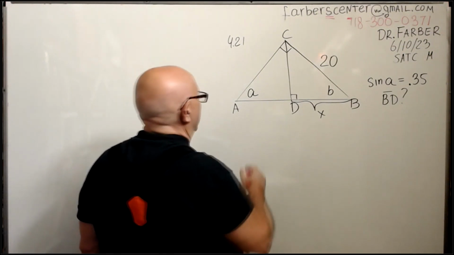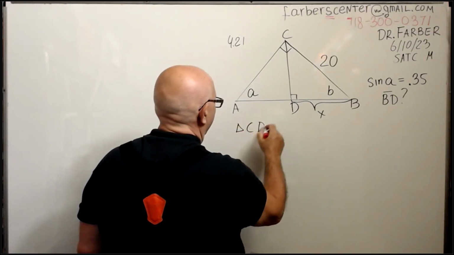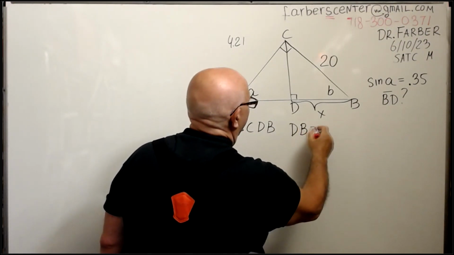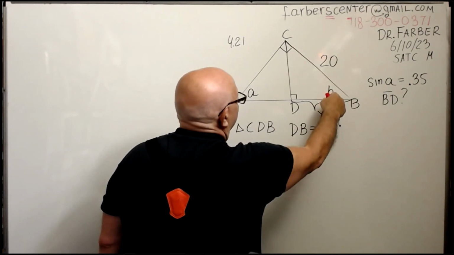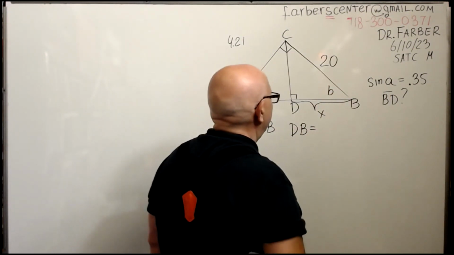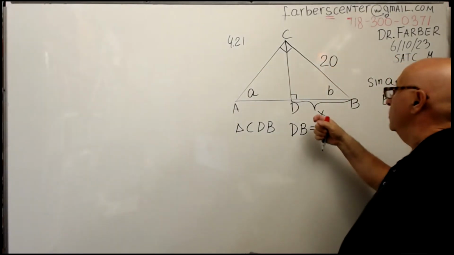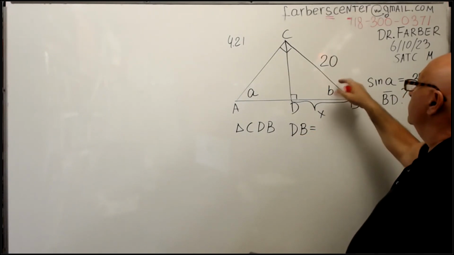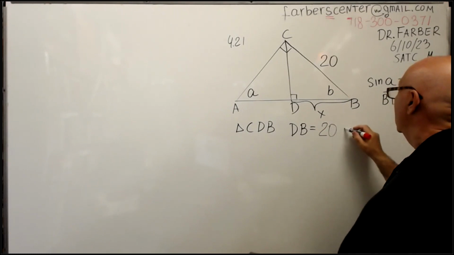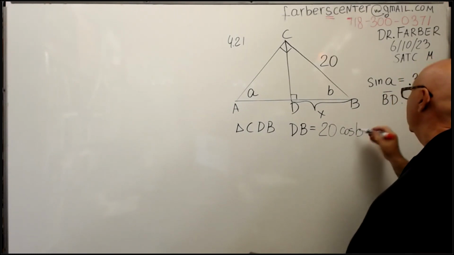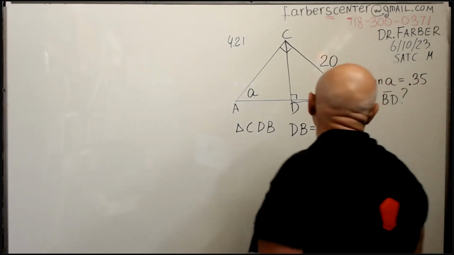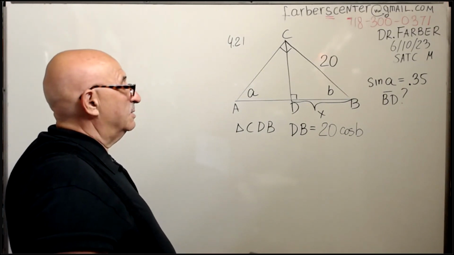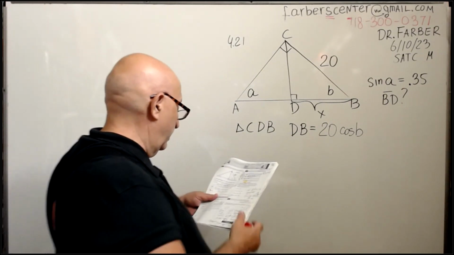In triangle CDB, DB equals hypotenuse times cosine of this angle. SOH CAH TOA, remember? The ratio of adjacent to hypotenuse is cosine, and vice versa. So DB equals 20 times cosine of what? Of B. Do we have cosine of B? No, we don't have cosine of B. If I had cosine of B, it would be finished. They don't give cosine of B.